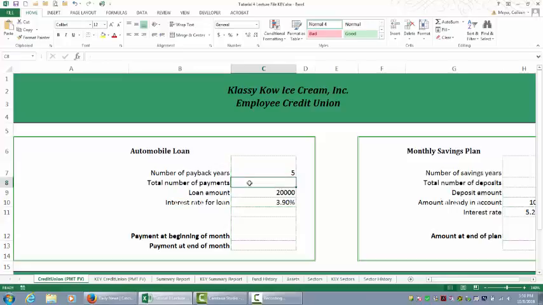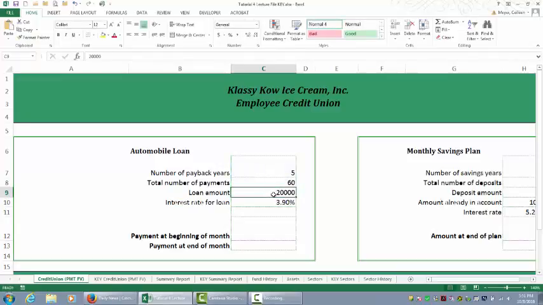And then we have total number of payments. Normally when we make payments on a loan, it's a monthly payment. So what we're going to do is create a formula to calculate how many months are in 5 years. So we're going to press the equal sign, click on the number of years for the loan, and then multiply it by the number of months in a year. And since that's something that doesn't change, rather than typing it in a cell and then clicking on that cell, we're just going to make it a constant value in the formula itself.